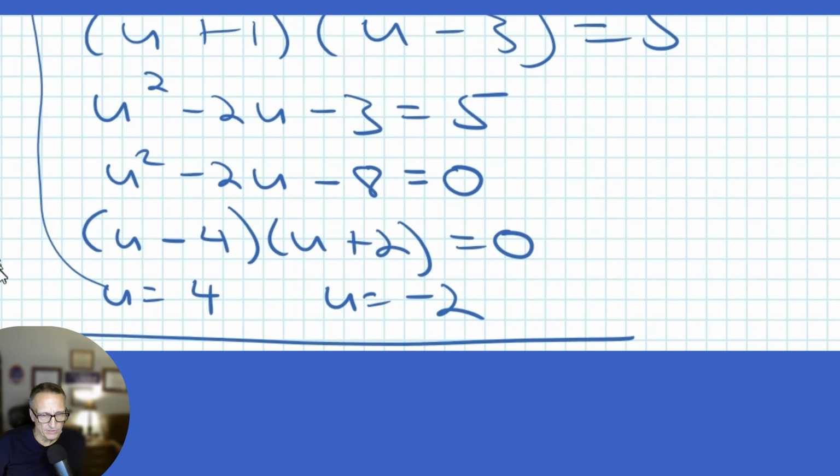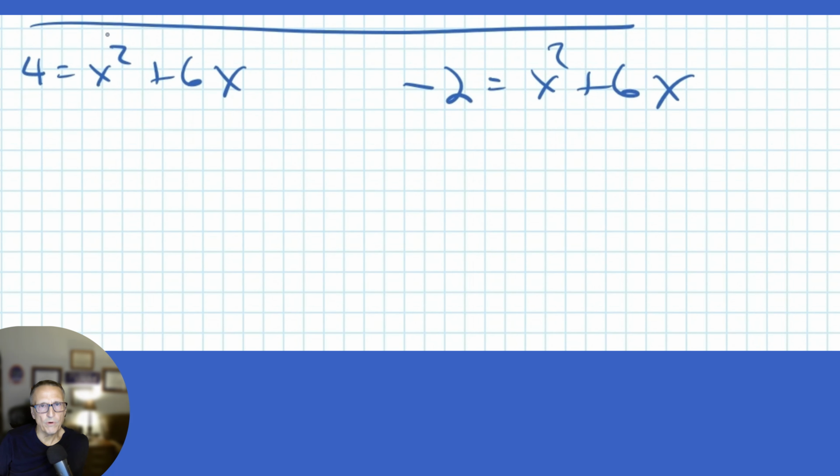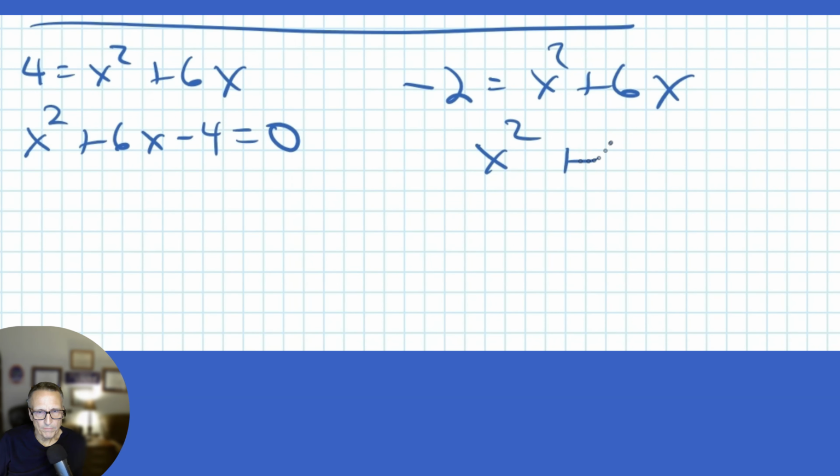Now I'm going to have to solve both of these quadratics separately so that I can figure out what the x solution is to our original problem. So I will rewrite this as x squared plus 6x minus 4 equals 0. This one will be x squared plus 6x plus 2 equals 0. And I'll solve these separately. I could pretty quickly see that this is not factorable and neither is this one. So I'm going to use completing the square because I have a 1 coefficient and this is an even number. So it makes that pretty simple instead of the quadratic formula.